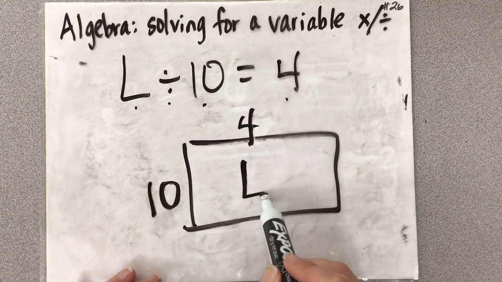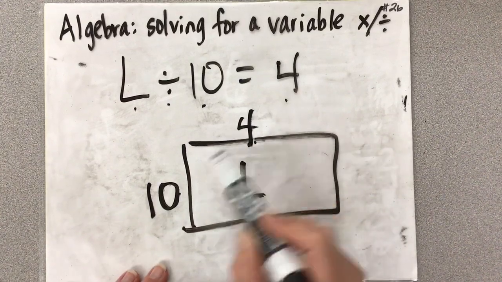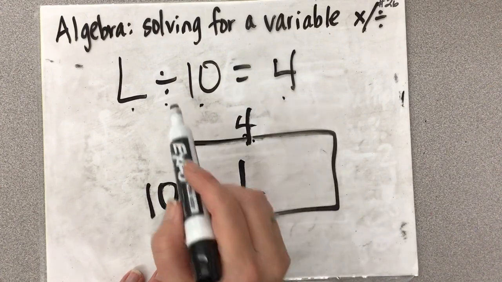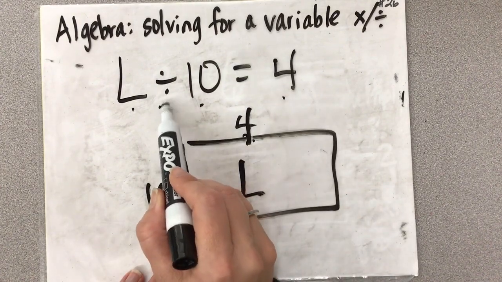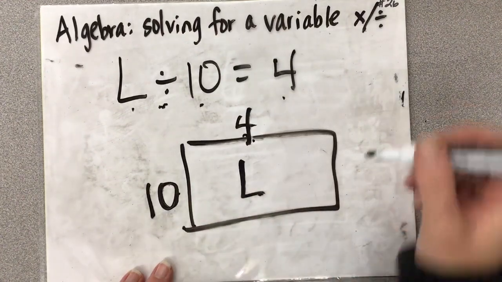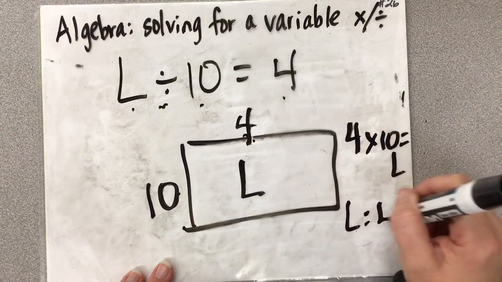Sometimes you know what is being divided. In this case, I don't know. It's an L, so I have to solve for it. And I know the two sides of the model, so now I'm going to multiply to actually find L. Even though my equation says to divide, I'm actually going to use multiplication to figure out the value of L. So I will do 4 times 10 equals L, and I know L equals 40.